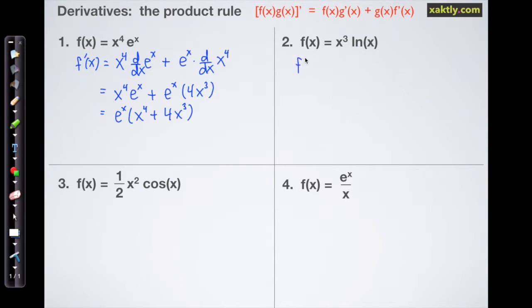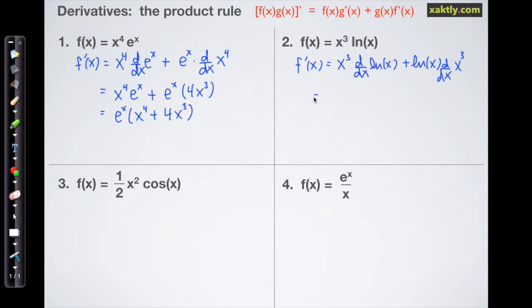Our second example is x cubed multiplied by the natural log function. And so I like to just write out the whole product rule here. It's x cubed times the derivative of the log plus the log times the derivative of x cubed.